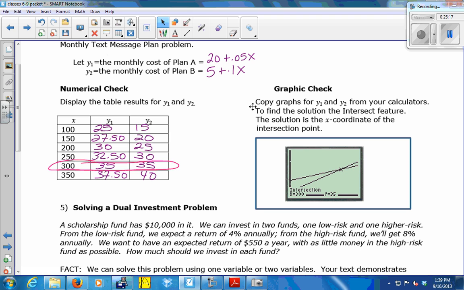So you have 3 ways now of solving the equation. You can do it algebraically, you can use a table of values, you can use a graph.